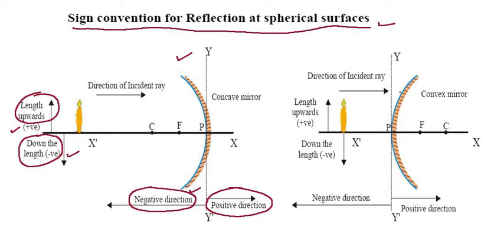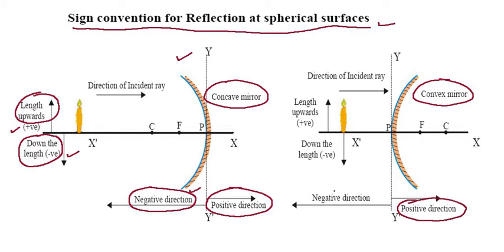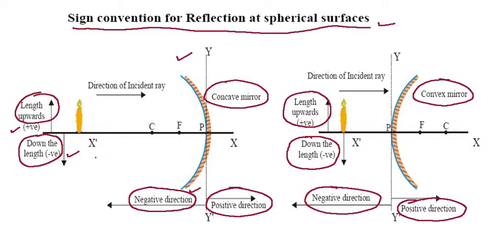You can see in this also, this one is the concave mirror and that one is the convex mirror. In this also the right hand side of the mirror is the positive direction, and the left hand side of the mirror is the negative direction. Downwards of the axis is negative, and upward of the axis is positive. You can see here. So this is the sign convention for reflection at spherical surfaces.